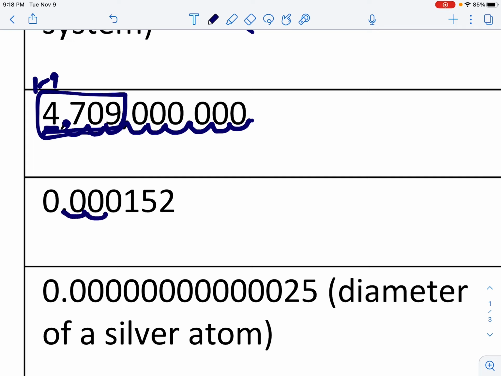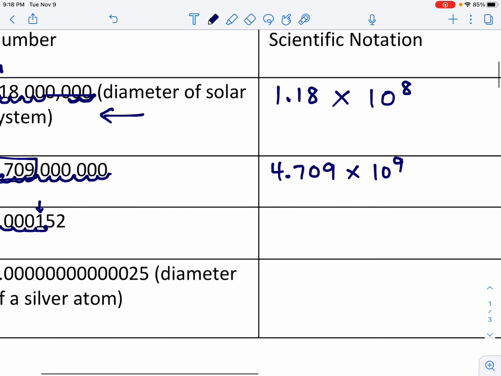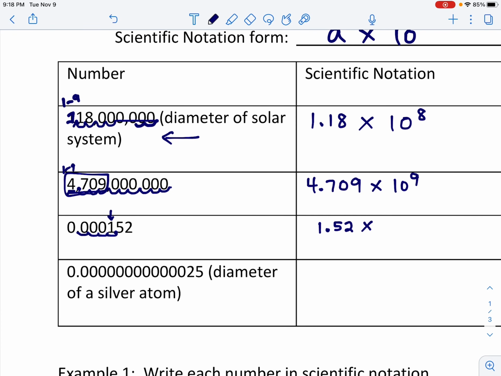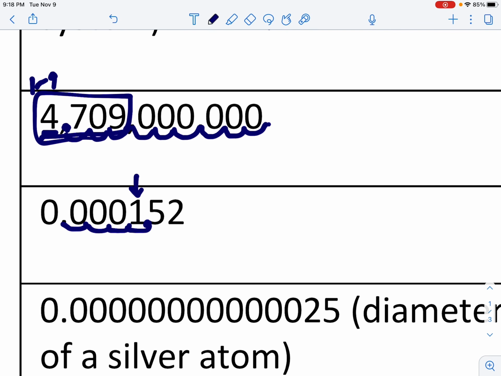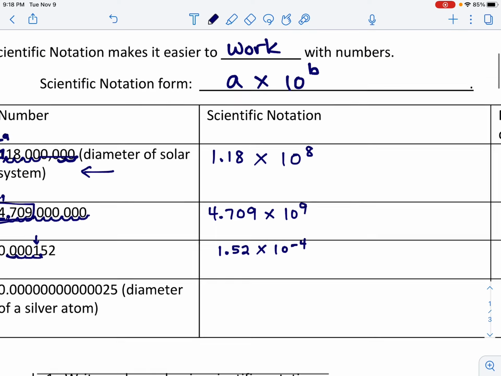So 1, 2, 3, 4. That is the first number right there. 1 is the first number between 1 and 9 that we come to. Then I'm going to put my decimal place after it. So I'm going to write all of my digits, 1.52 times, and now because this is a really small number, we have to use negative exponents. I moved it 1, 2, 3, 4 places, so that means I'm going to have 10 to the negative 4 power.